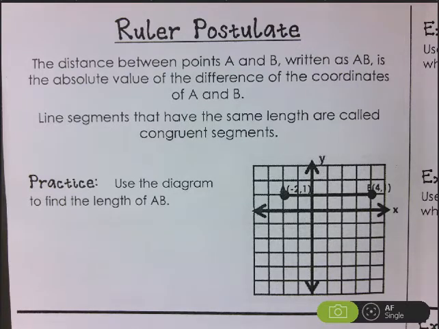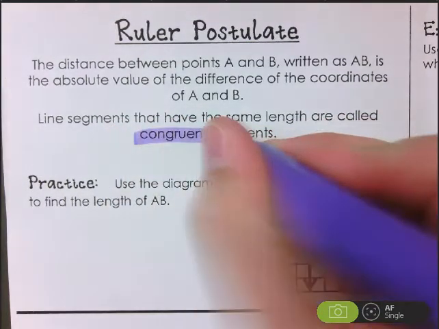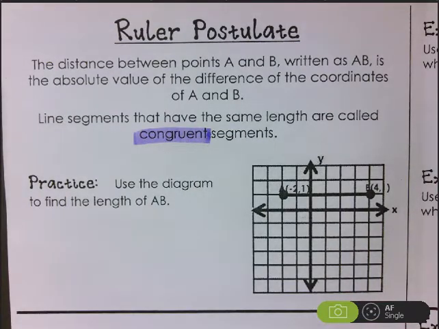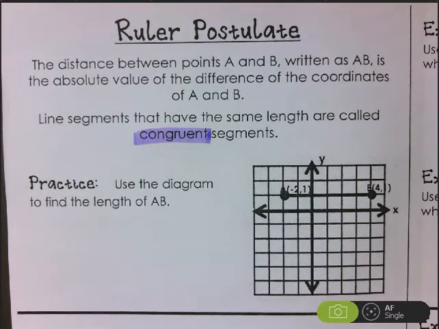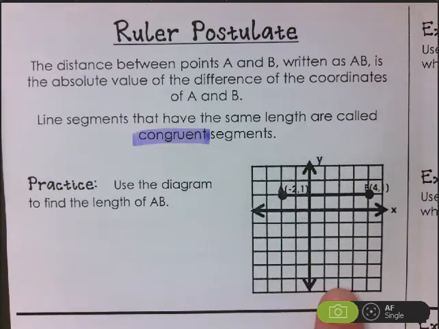Line segments that have the same length are called congruent segments, and that's going to be really important. So I am going to highlight that, being congruent. And yes, if you like to highlight with different colors, that's absolutely fine. Then we have a practice problem here.